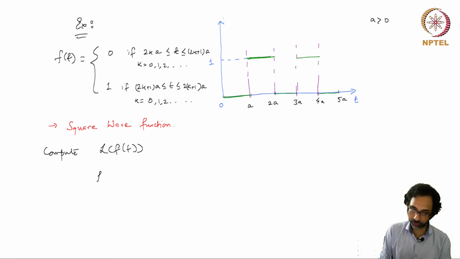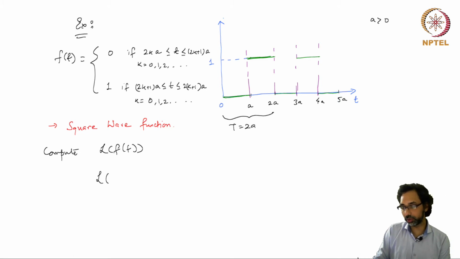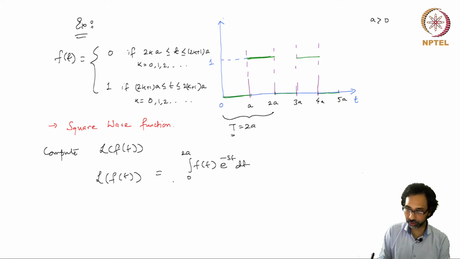So by our formula for periodic functions, note that the period here is 2a. So at every 2a the function repeats its behavior, after every period of length 2a. So our period is 2a. Therefore the Laplace transform of f(t) is the integral from 0 to 2a of f(t) e to the power minus st dt over 1 minus e to the power minus 2a times s.